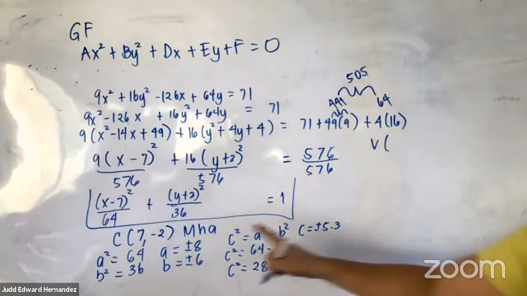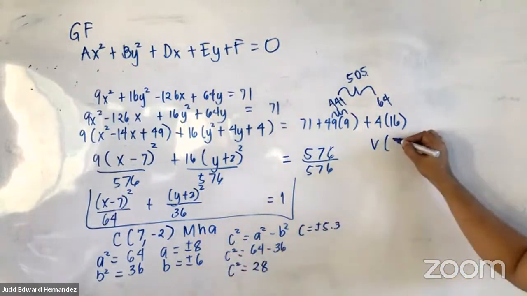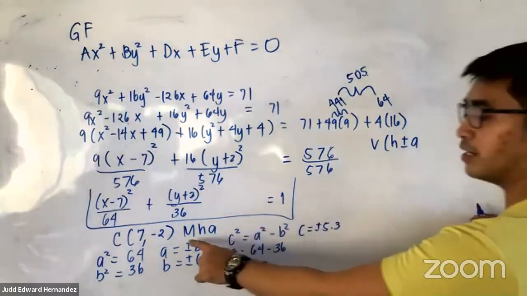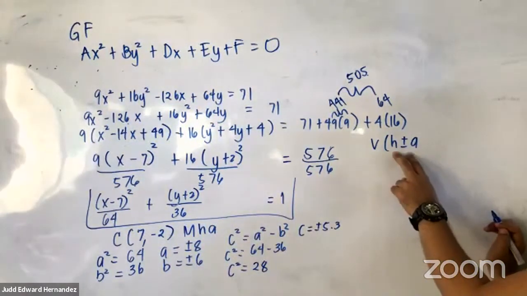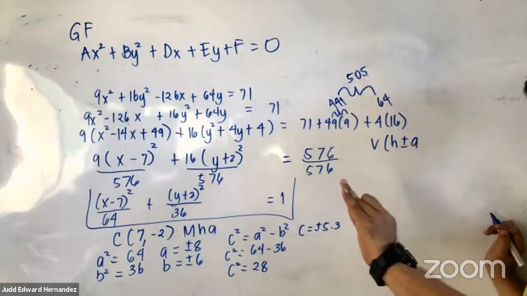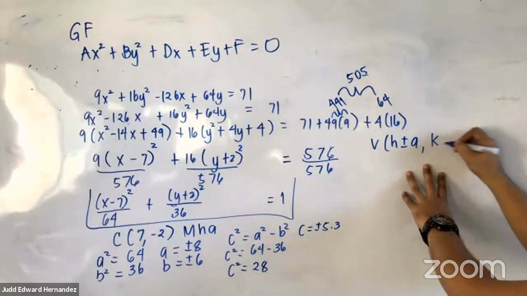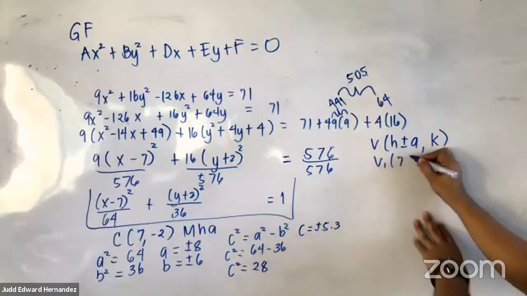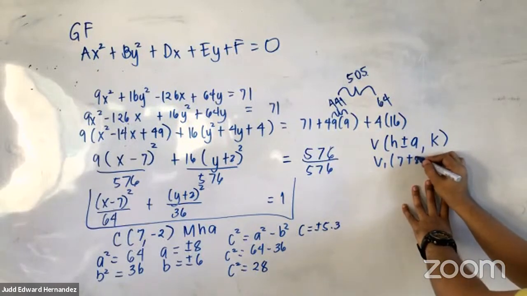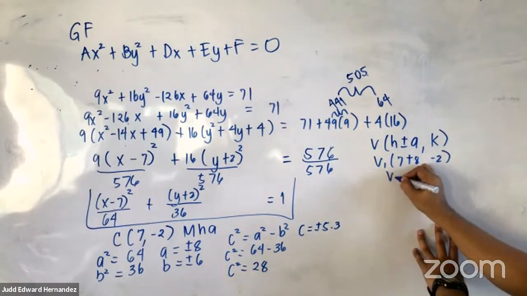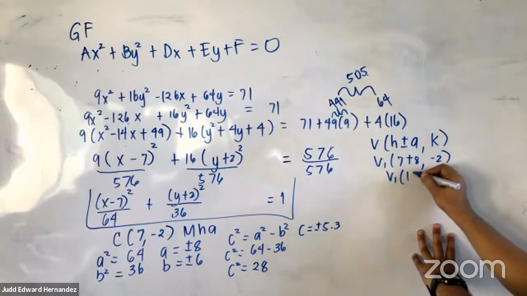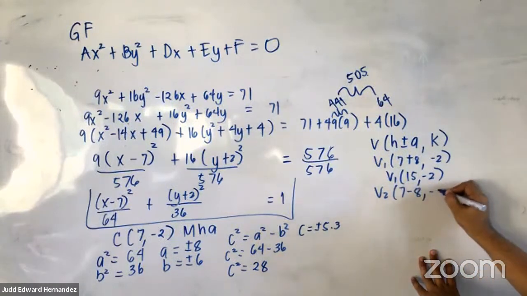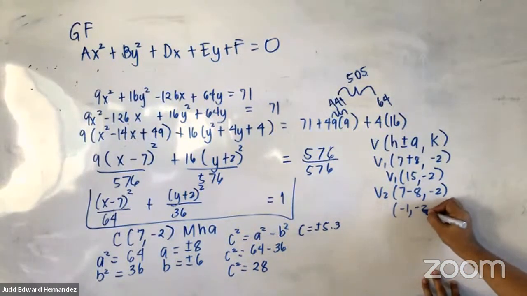For the vertices, since this is major horizontal axis, the formula for the vertices is H plus minus A, K. Dahil major horizontal, ang babaguhin natin is yung X kapag meron tayong vertices at foci. V1 is located at, what is our H? 7 plus, what is our A? 8. Our K is negative 2. Therefore, V1 is 7 plus 8, that is 15, negative 2. Our V2 is located at 7 minus 8, negative 2, and that is negative 1, negative 2.